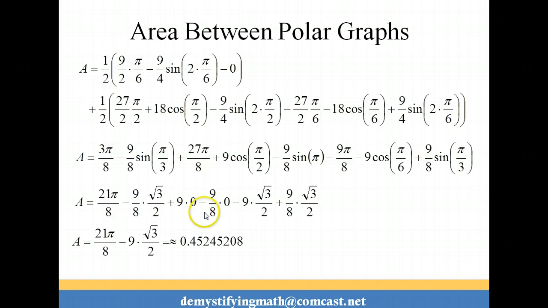So we can reduce a little bit more. So we've got our pi's already. So we have all these square root of 3 over 2 terms, and notice that the first one and the last one here are canceling each other. So we just have minus 9 times the square root of 3 over 2. So this would be our exact answer for that area. And if you want to, you can estimate it. So it's 0.45 approximately for our area.